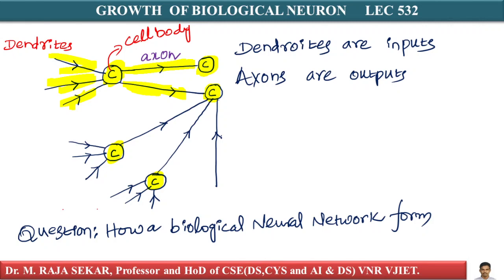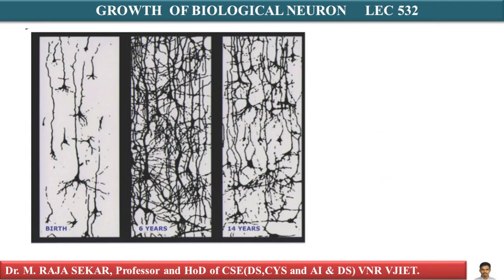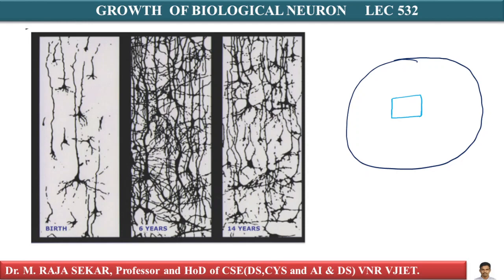When you are born, you have a bunch of neurons. Let me show a nice example. This is an example from Harvard child development, which I collected from developingchild.harvard.edu, on how child development happens. What they did is take a small piece of brain.